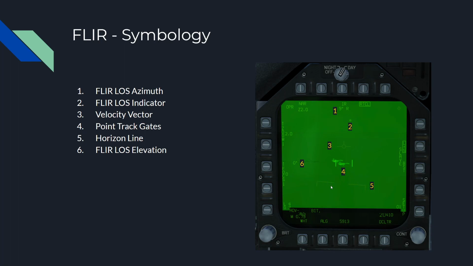5 is your water line, or your horizon line, and then 6 is your elevation. So right now it's level with you, so whatever this is, it's 9 degrees to the right and level with you. This is your elevation information.